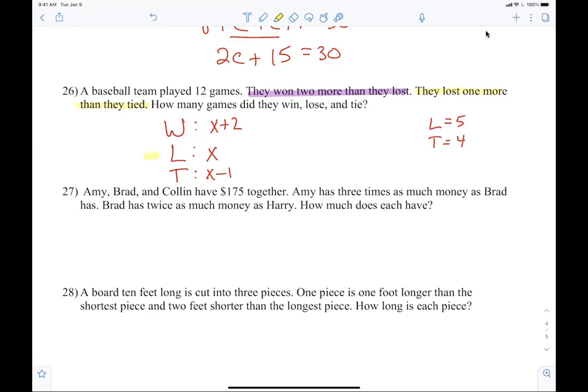Just because it says more than doesn't mean you automatically put plus 1. That's what some of you are doing, and that's where you're going to make your mistake. That's why it's important to put down the variables. If I lost X and that's 1 more than the amount that I tied, you see what I'm saying, right? I know Algebra 1 is harder than pre-algebra, so you have to work at it.